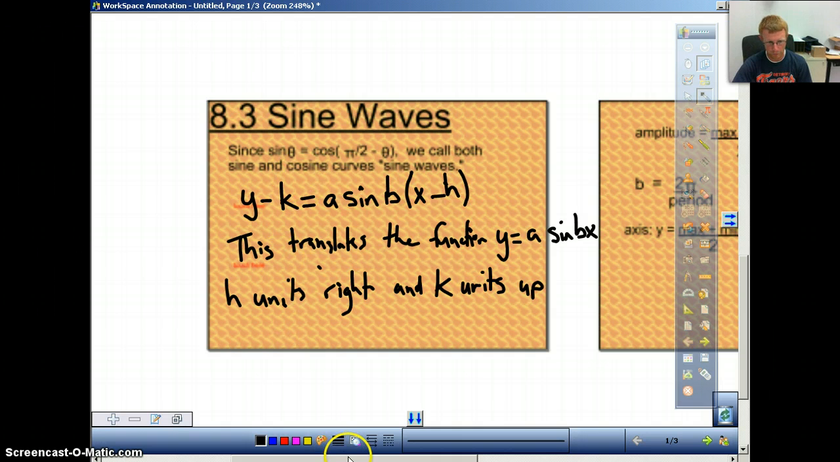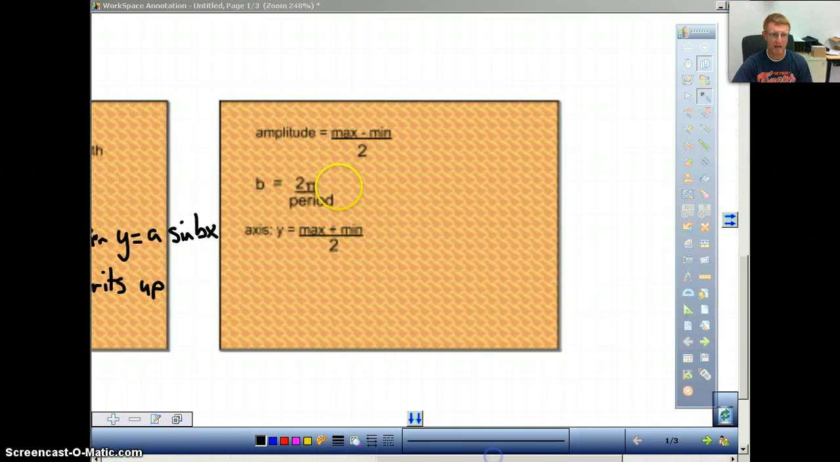Okay? So a couple more formulas that I want you to see. We have amplitude. This is more if you're not given an equation. The amplitude will always be figured out by wherever the y value is, the max value minus the min value, and then dividing it by 2.